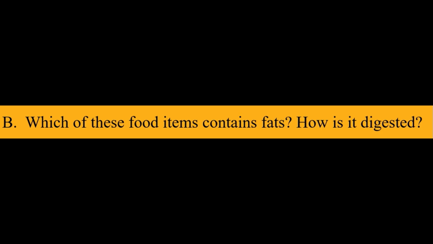Which of these food items contains fats and how is it digested? Sweet potatoes have carbohydrates, but boiled eggs have some amount of fat. So they contain fat, and how is it digested? Fats are digested using the enzyme lipase. Not only that, before lipase acts on it, bile will break the large fat molecules into simpler fat molecules. It's on that the lipase enzyme acts to form fatty acids and glycerol.